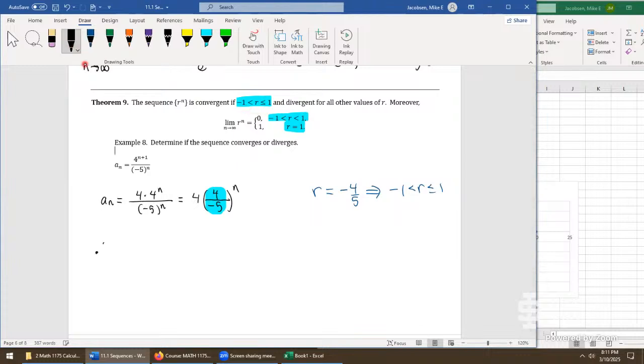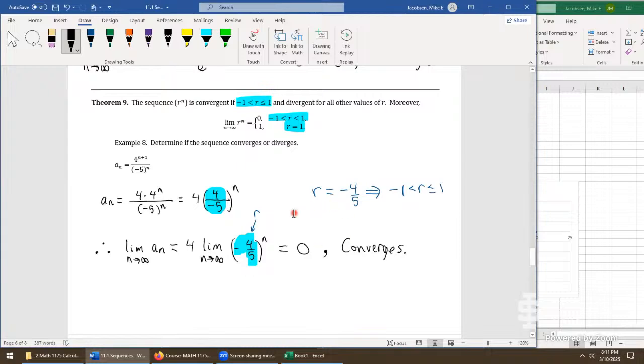And now we can conclude the whole thing by saying, therefore, the limit as n goes to infinity of a_n. By our work above, we can throw 4 in front and take the limit as n goes to infinity of negative 4/5 to the power of n. Double check our case-wise output for the limit. We're in this region where we would get a value of 0 because we don't have exactly 1. And so that means it converges.